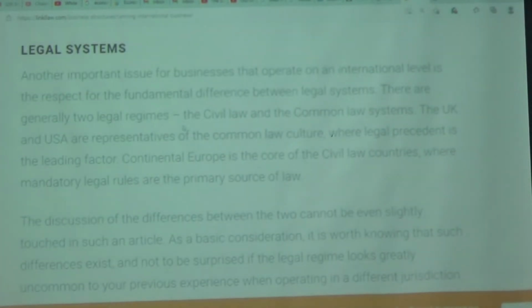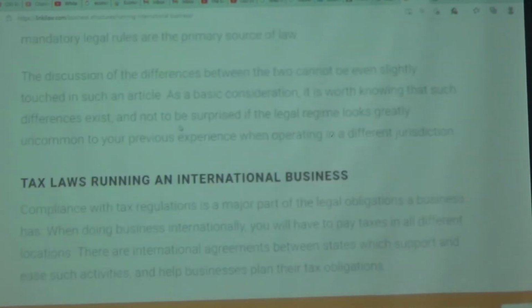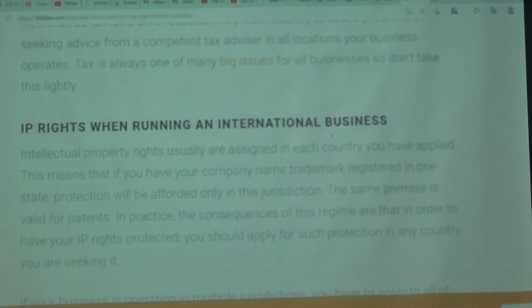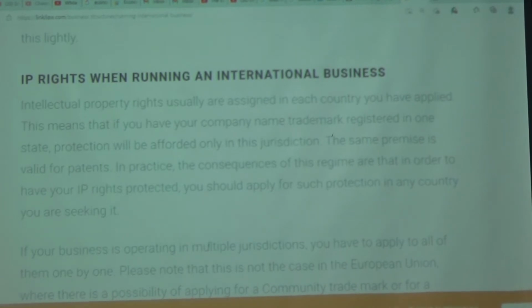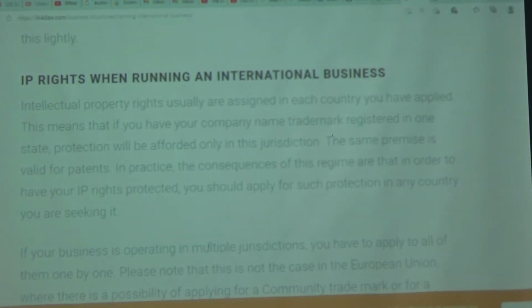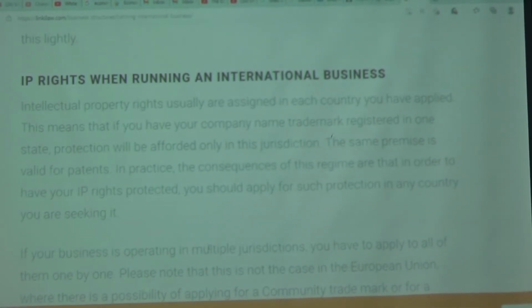Legal systems, civil and common law. That's a lot of work to understand those two. Taxes, IP, that's what we want. Intellectual property rights usually are assigned in each country you have applied, which means that if you have your company name trademark in one state, protection will not automatically be given in another state. So countries, they're usually national policies. In practice, the consequences of this regime are that in order to have your IP rights protected, you have to apply in the country you're seeking it, which costs money.